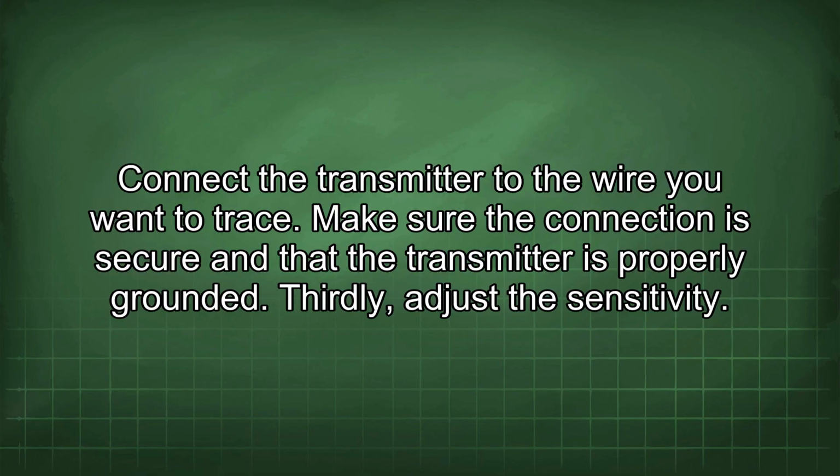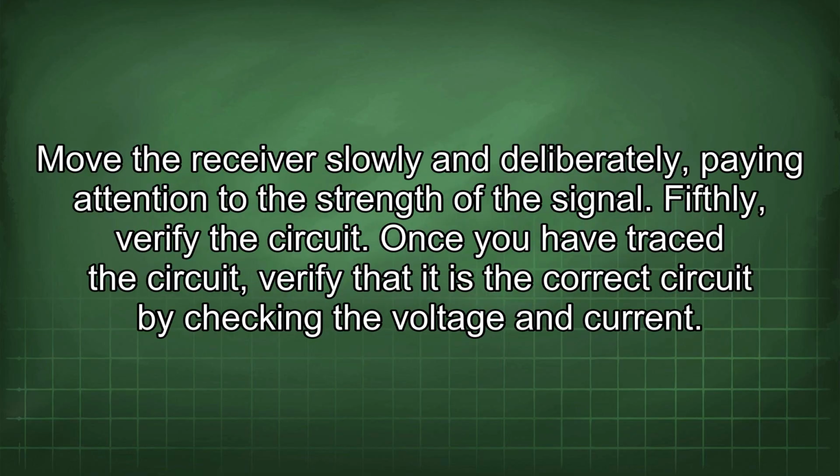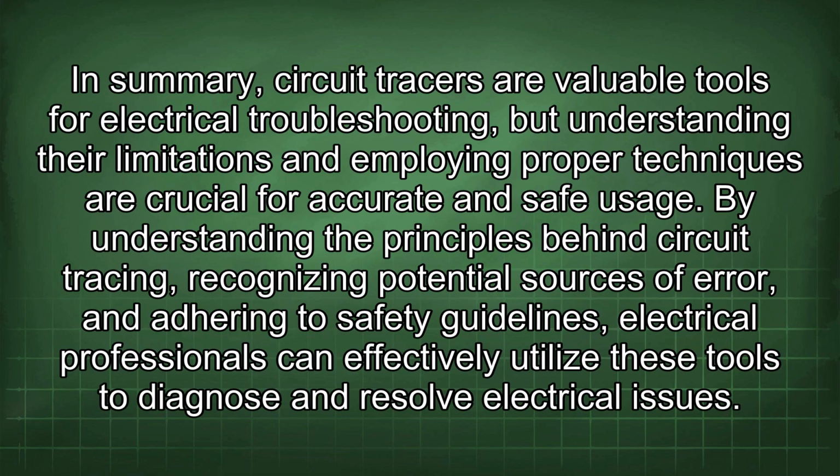Thirdly, adjust the sensitivity. Adjust the sensitivity of the receiver so that it is sensitive enough to detect the signal, but not so sensitive that it picks up interference from other sources. Fourthly, follow the signal. Use the receiver to follow the signal along the path of the circuit. Move the receiver slowly and deliberately, paying attention to the strength of the signal. Fifthly, verify the circuit. Once you have traced the circuit, verify that it is the correct circuit by checking the voltage and current.